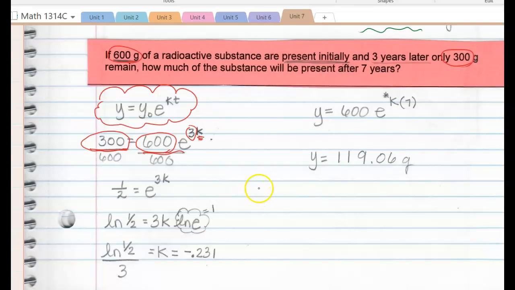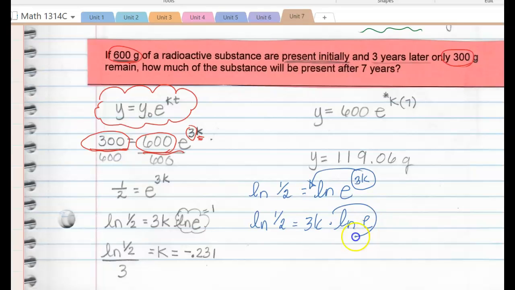So when we take the natural log of both sides, we have the natural log of 1/2 is equal to the natural log of e to the 3k. Using the third property of logs, I have the natural log of 1/2 is equal to 3k times the natural log of e. Remember, the natural log of e is 1, and then we divide both sides by 3 to solve for k, and we find that k is equal to the natural log of 1/2 divided by 3.